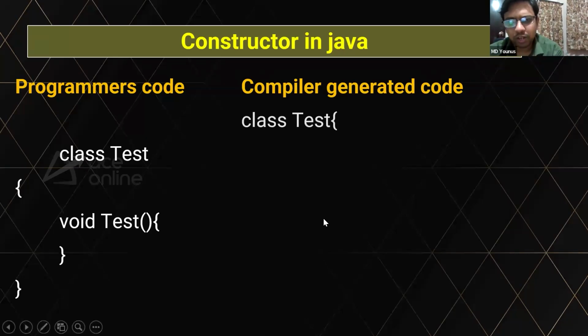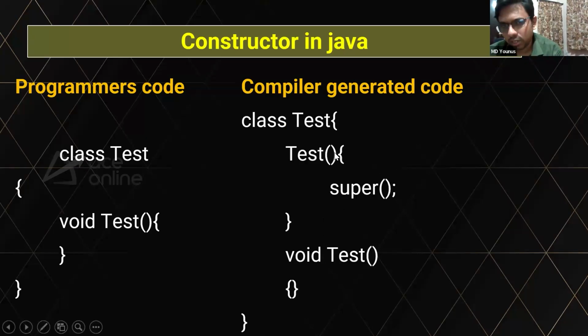Okay. It will keep the method as it is, but a default constructor will be generated. So here you see, this is a constructor, and this is a method. Both are different. What is the difference between them? The return type. A constructor will not have a return type, but a method will have a return type.